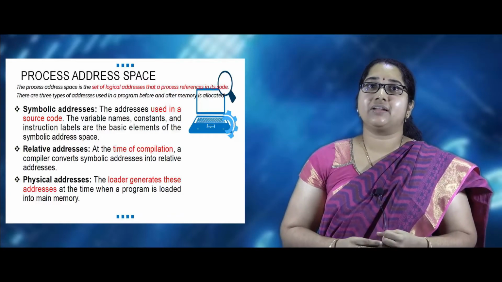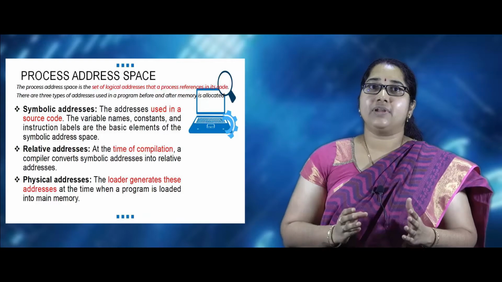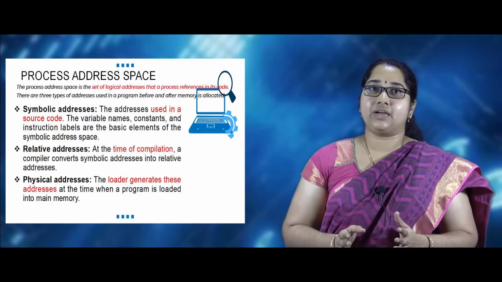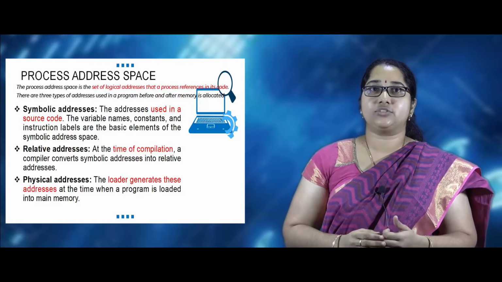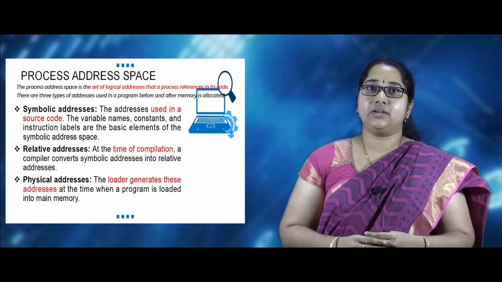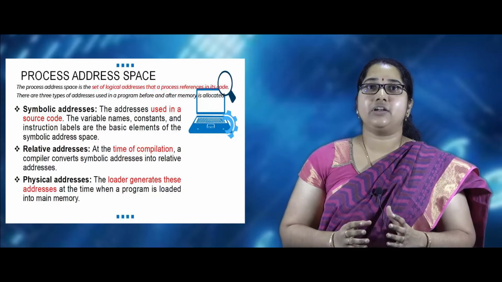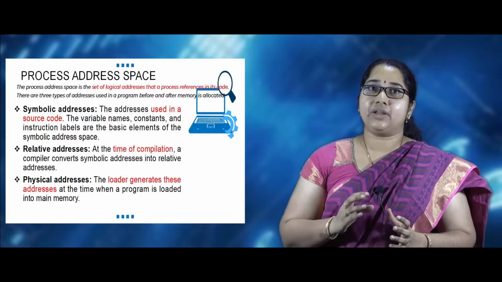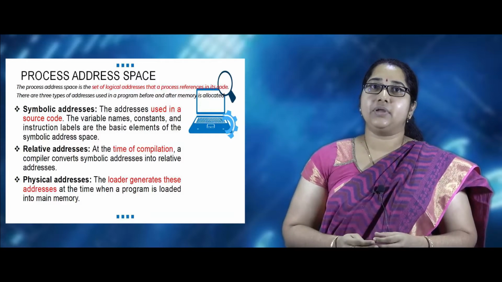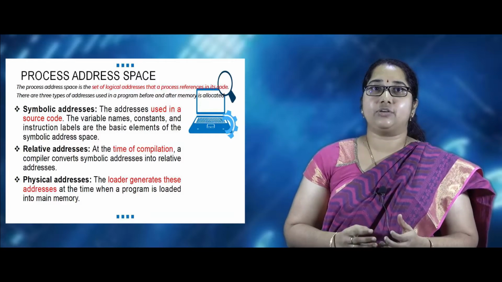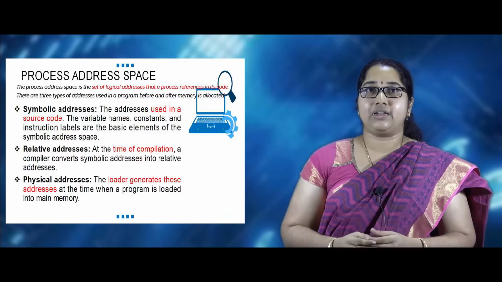The second one is relative address. Usually whenever the compilation takes place, the compiler converts the symbolic address to the relative address. And thirdly, the physical address. Whenever the loader loads the program into the main memory, at this time the relative address is converted into the physical address and correspondingly it is used.